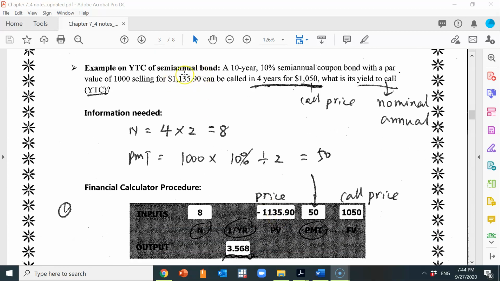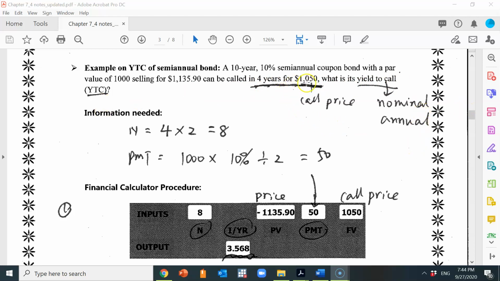Here is an example of how to solve for yield to call for a semi-annual bond. If we have a 10-year 10% semi-annual bond with a par value of 1,000 selling for 1135.9, that can be called in 4 years for 1050, what is its yield to call?